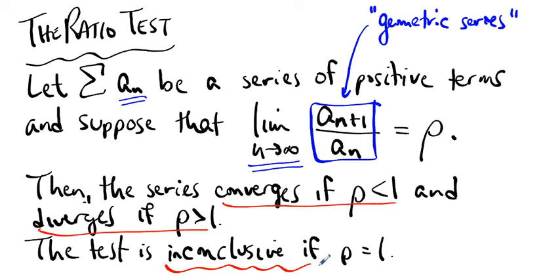This is the tricky part. If rho is 1, then the ratio test gives you no new information whatsoever. It is not helpful. This is a difference from our work with geometric series. If you have a geometric series and the ratio is 1, we know that that series diverges. That is not necessarily true with the ratio test.